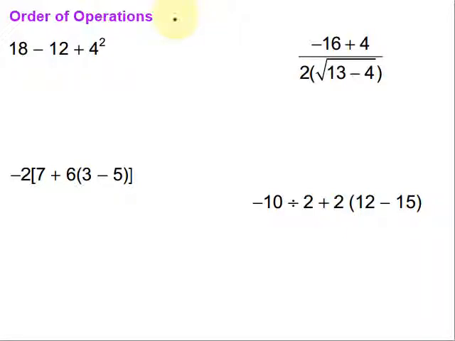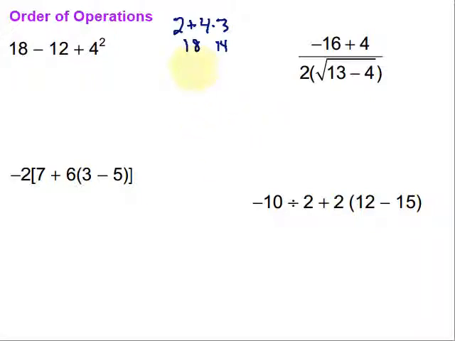Let's say that we have 2 plus 4 times 3. Now if one person said, okay, 2 plus 4 is 6, times 3 is 18, and another person said, well, 4 times 3 is 12, plus 2, we would have two different answers. And that's a problem. We can't have that. So it's really important that we follow the order of operations so that we always come up with the same answer.